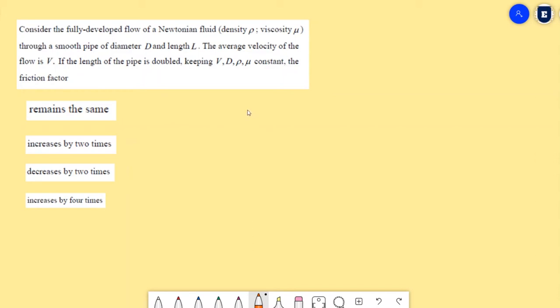Consider the fully developed flow of a Newtonian fluid, density rho and viscosity mu, through a smooth pipe. A particular keyword in this question is pipe, of diameter d and length L. The average velocity of the flow is v. The length of the pipe is doubled, so the new length is two times the original length, keeping v, d, rho and mu constant. The friction factor will be dash.